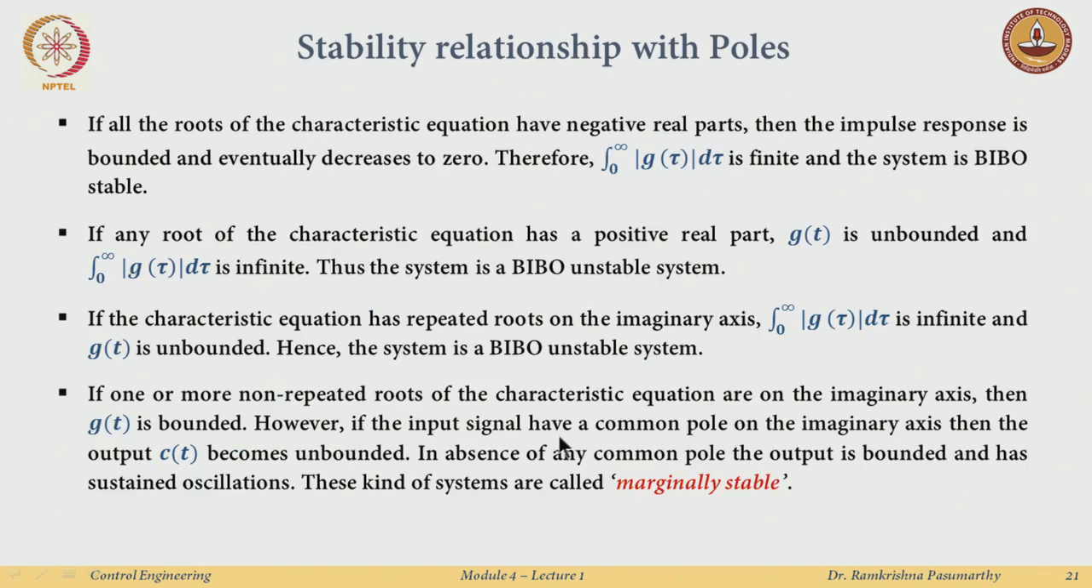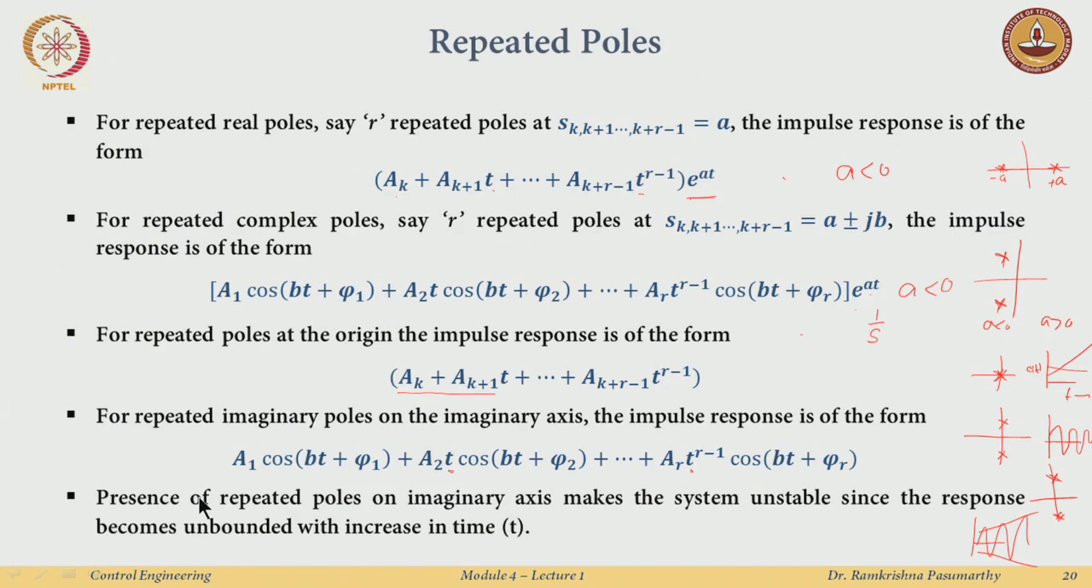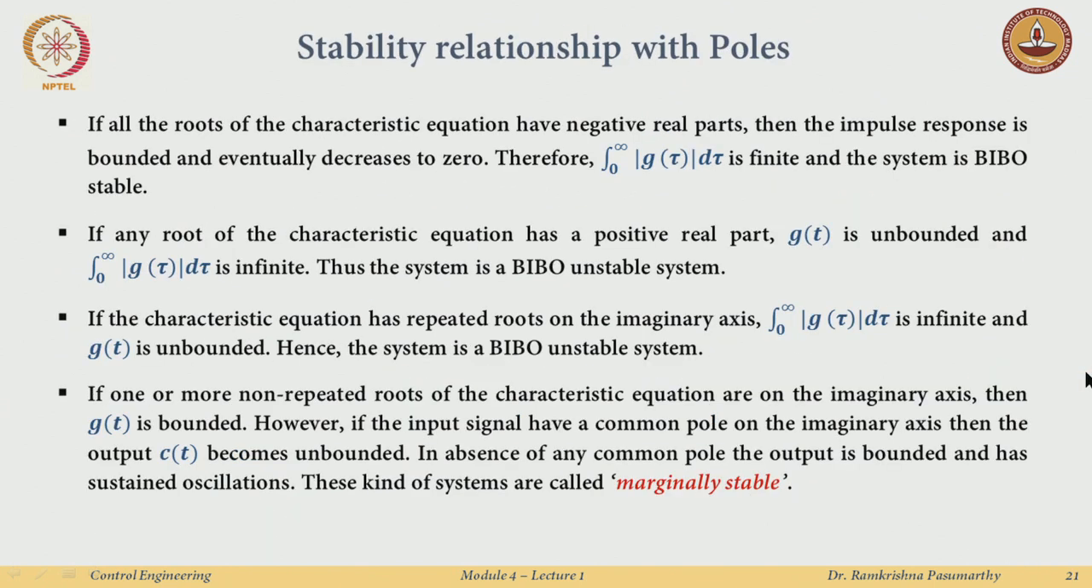However, if the input signal has a common pole on the imaginary axis, then c(t), the output, becomes unbounded. And there are also cases where in the absence of any common pole, the output is bounded and has sustained oscillations, like these two cases, right. Here I have sustained oscillations, or here is just a straight line, and these kinds of systems are typically referred to as marginally stable systems. So, we have categorized stable, unstable and marginally stable systems.